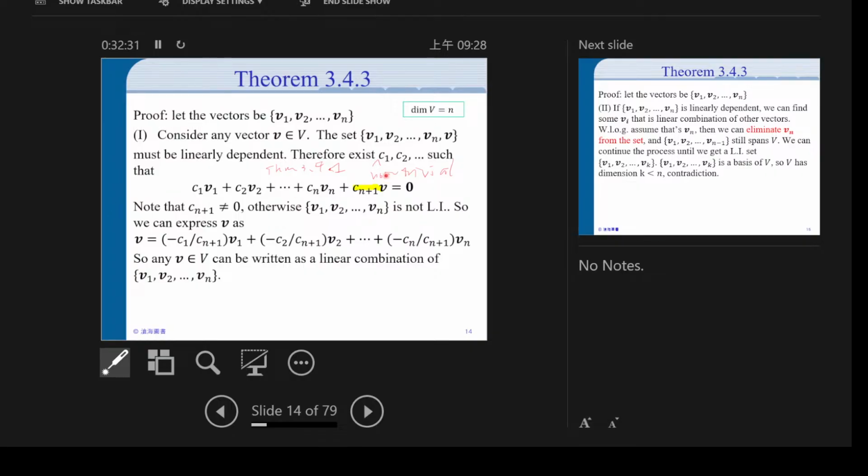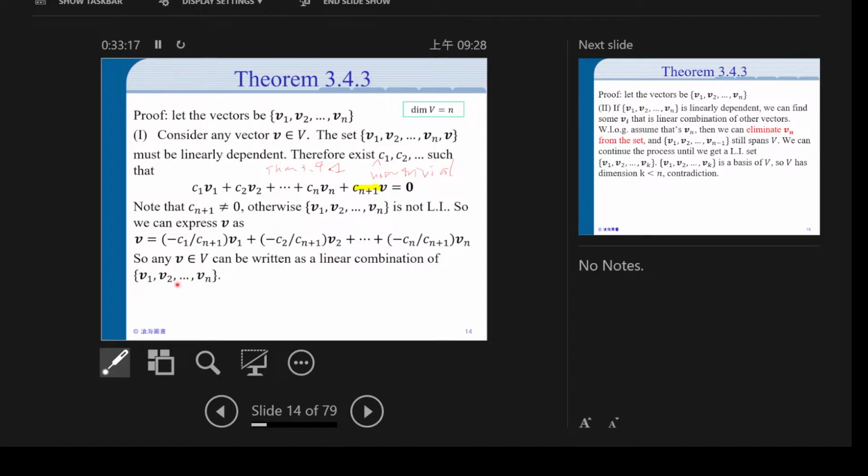So if you want c1, c2, etc. to be non-trivial, then c_{n+1} must be non-zero. But if c_{n+1} is non-zero, then we can move v to the other side and divide everything by minus c_{n+1}, and then we get v as a linear combination of the other things. We can do this because c_{n+1} is non-zero. And so we see that v can be written as a linear combination of the other vectors. So any v can be written as a linear combination of v1 to vn. That means v1 to vn span V.